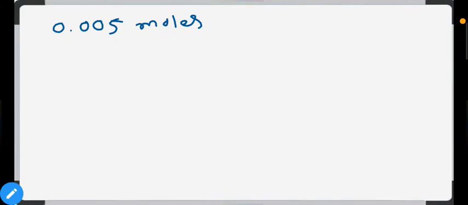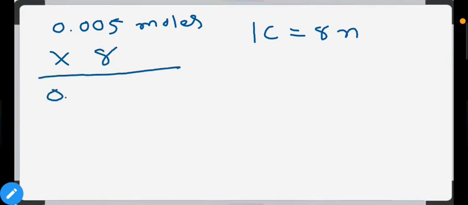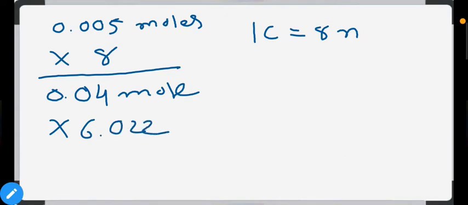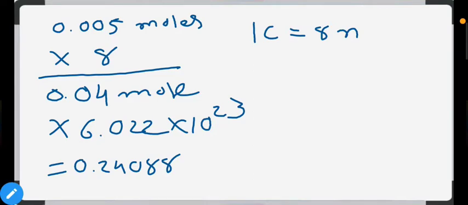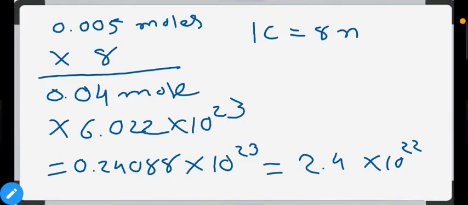So as mentioned earlier, in one carbon atom you will get a total of 8 neutrons. Okay, so here we have 0.005 moles. So how many neutrons will you get? Multiply it with 8. So that means you will get 0.04 moles of neutrons. And if you want to find the number of neutrons, then again multiply this value with 6.022 into 10 raised to 23. That means 1 mole. So it will be 0.24088 into 10 raised to 23, or 2.4 into 10 raised to 22 if we round up.